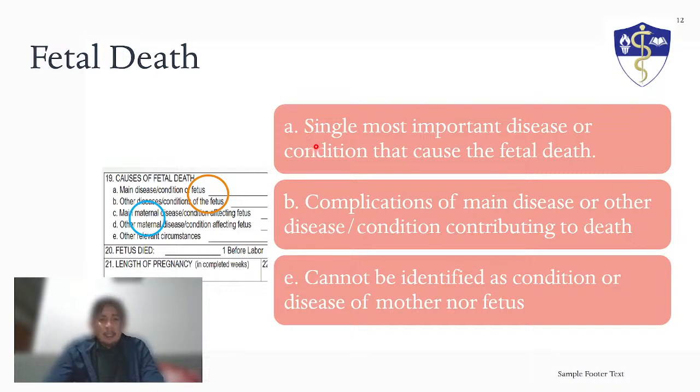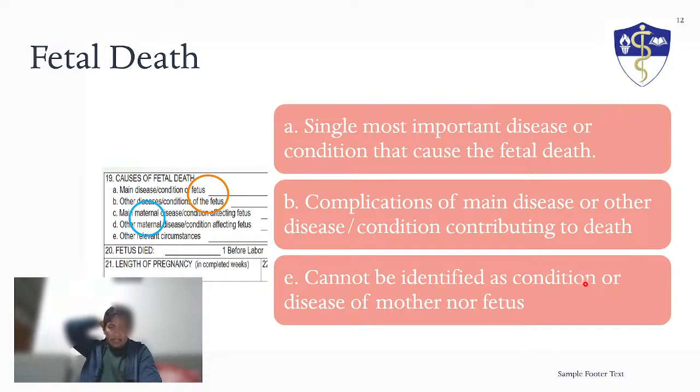Okay? So A, main disease or condition of the fetus is the single most important disease or condition that caused the fetal death. If there's one important disease or condition, you put it here on letter A. So B, complications, other diseases or conditions of the fetus. So complications of the main disease or other disease or condition contributing to the death. Okay. And letter E, any other condition or disease of the mother, as condition or disease of mother nor the fetus.